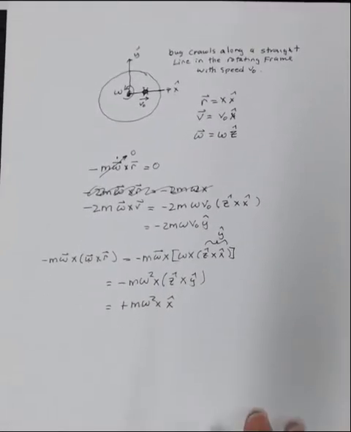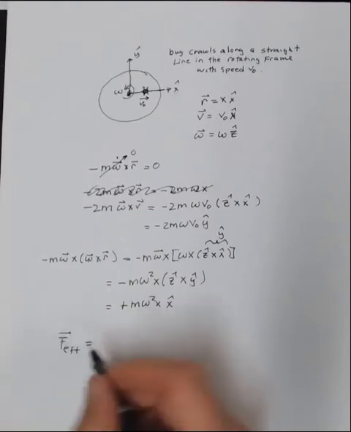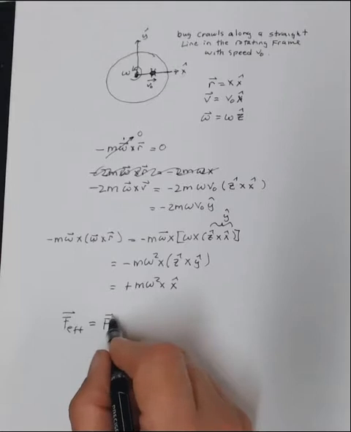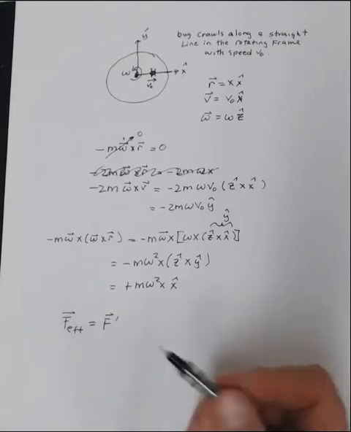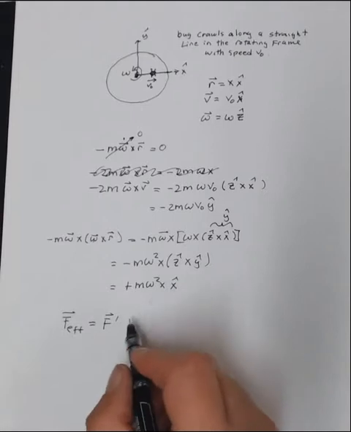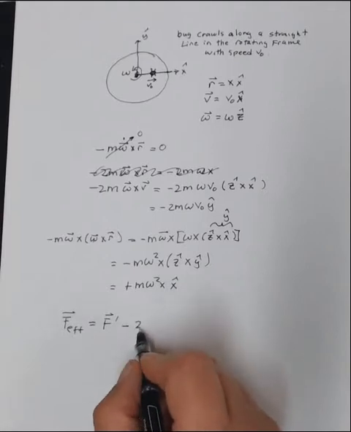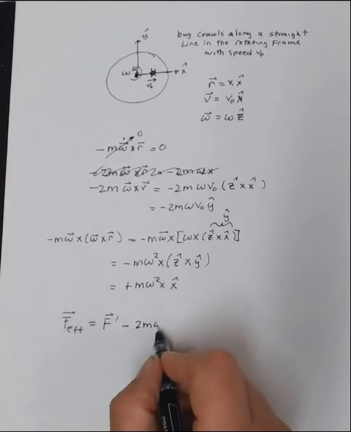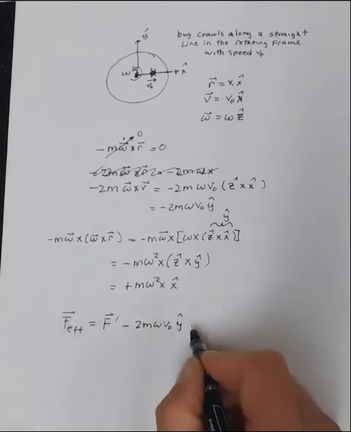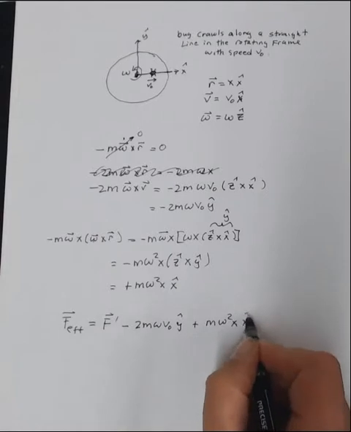There we go. We've got the effective forces. The force the bug feels is any real forces, like the normal force acting on it, gravity acting on it, and the friction force between it and the surface. Then we have minus 2m omega v naught in the y hat direction, and then plus m omega squared x in the x hat direction.